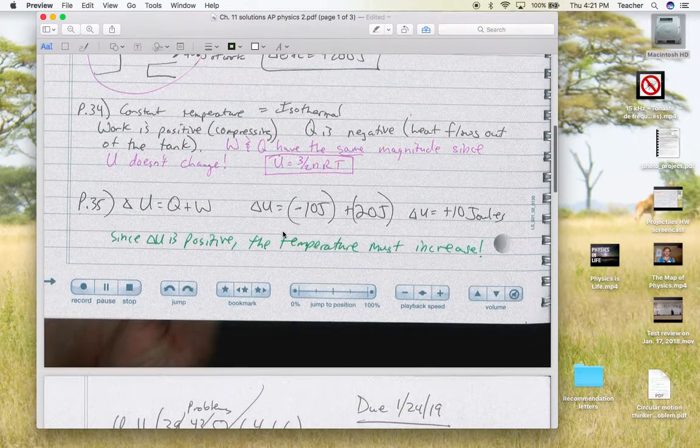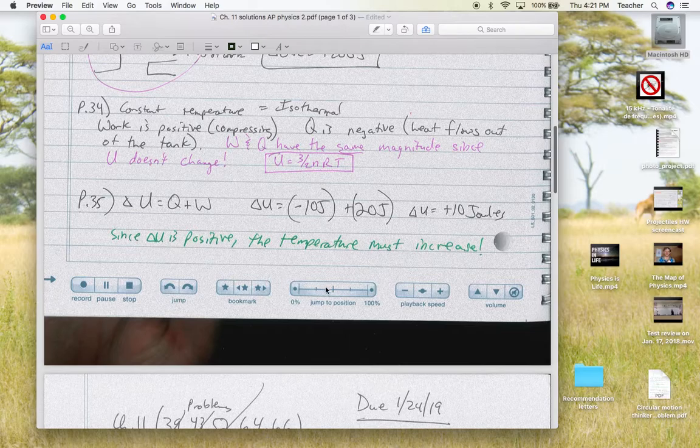So P35, if delta U is positive, the temperature would increase. We find that's true because it says we've got 20 joules of work being done on the system, 10 joules of heat being transferred from the system. So that's a net internal energy change of plus 10 joules.